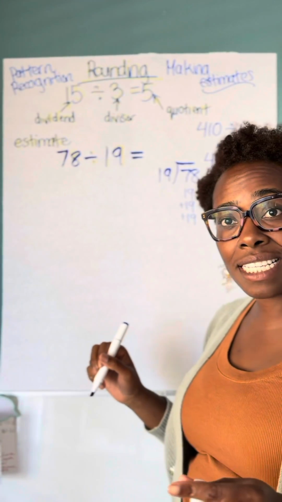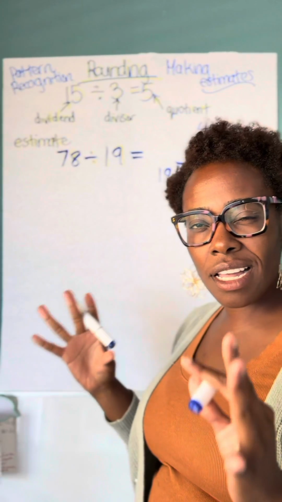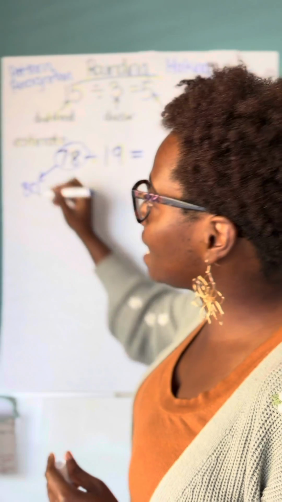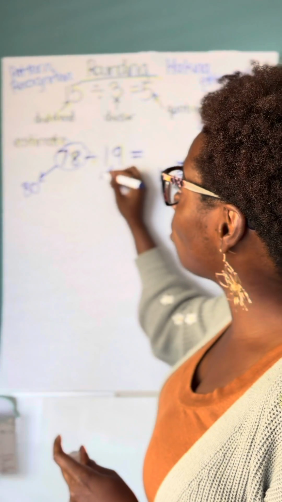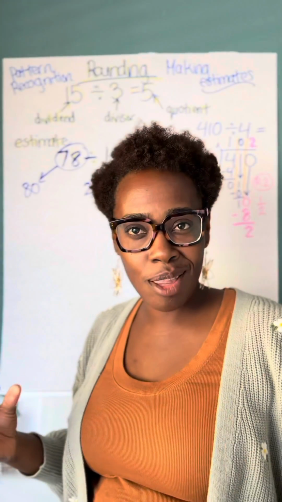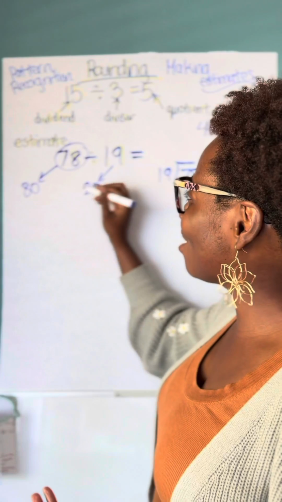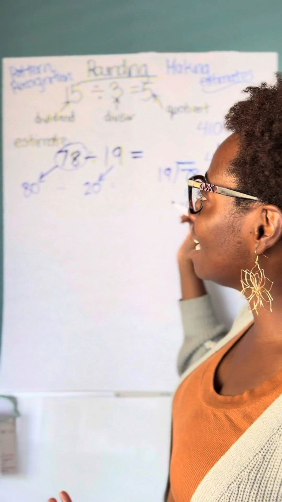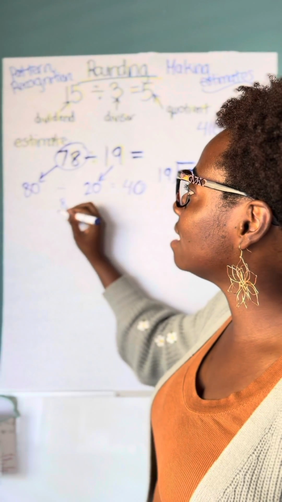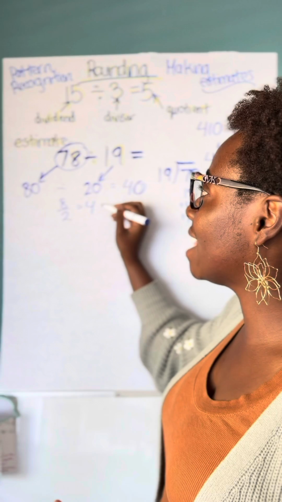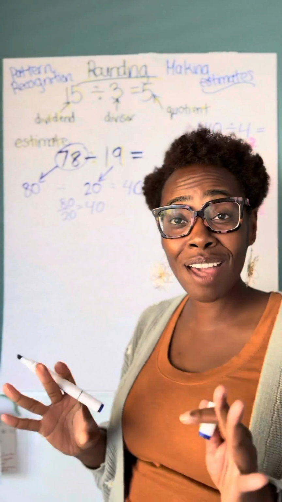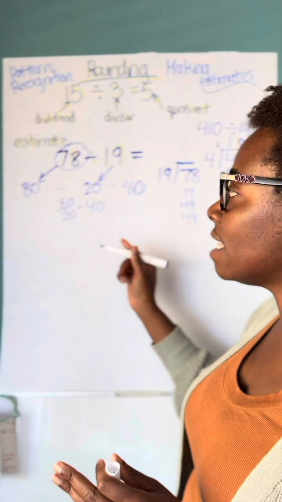When we estimate to get an idea of what the number will be, we round this to 80 and this to 20. Then you have what we call friendly numbers. They're easier to work with. And then that becomes 40. Why does that become 40? Because 8 divided by 2 equals 4. We add in those zeros, and it's 40. As you have your child doing estimates, you can do any number.